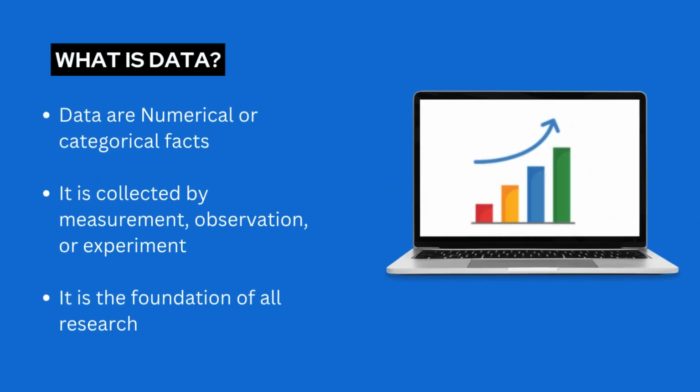Simply put, data are facts, numbers and observations we collect during research. These can come from lab experiments, surveys, or field studies. Data is what we use to describe, explain, and draw conclusions about the biological world.